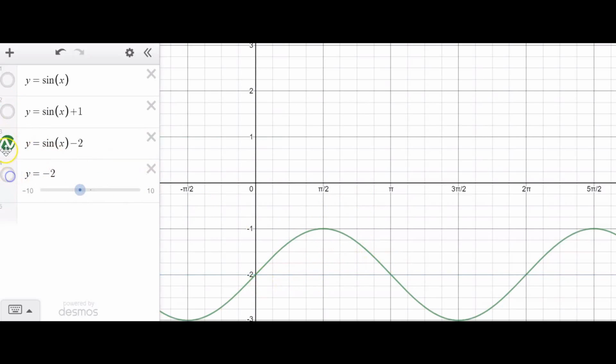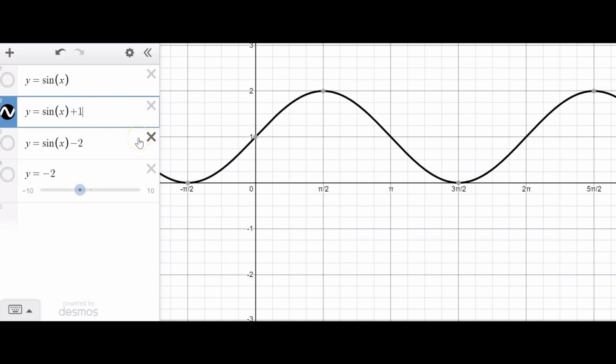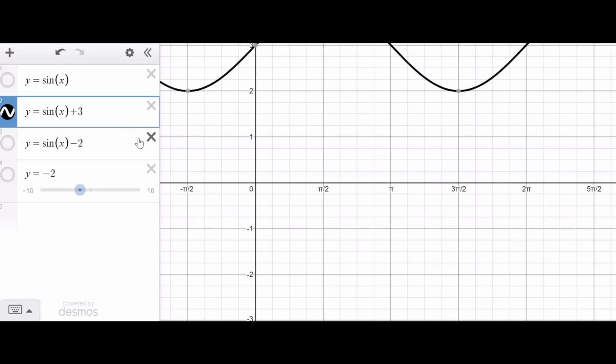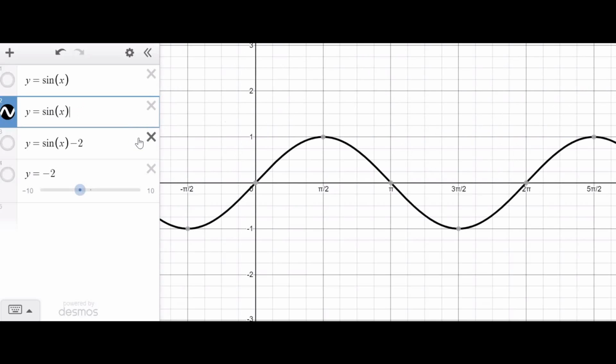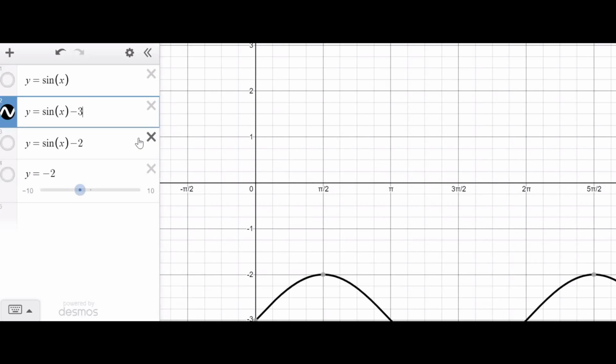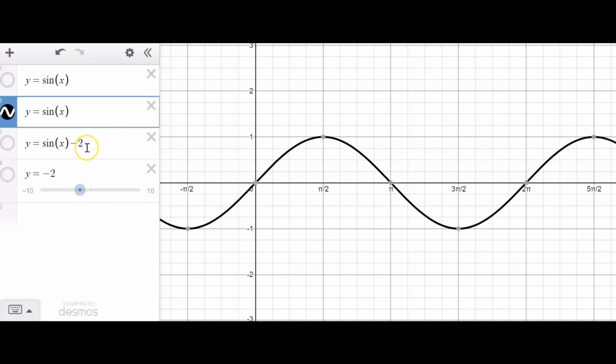So here's what I need you to understand: when you plus or minus anything on a sine graph, if it's plus, it'll go up 2, up 3, it can also go up 4, up 5. Or if you minus, minus 1 goes down 1, minus 2 goes down 2, minus 3 goes down 3. Okay, that's what putting a number on the end does. Now here's the cool thing. It'll do the exact same thing for cosine.